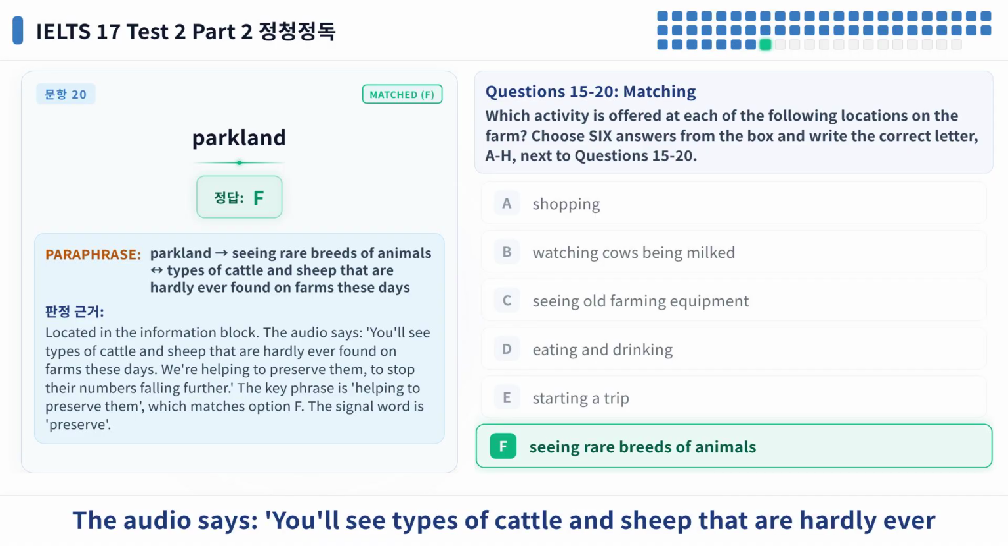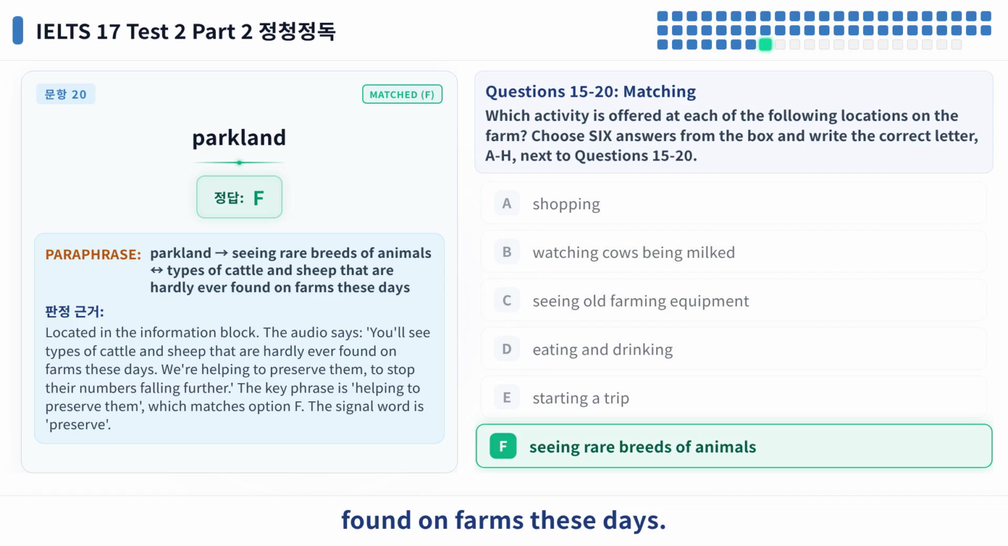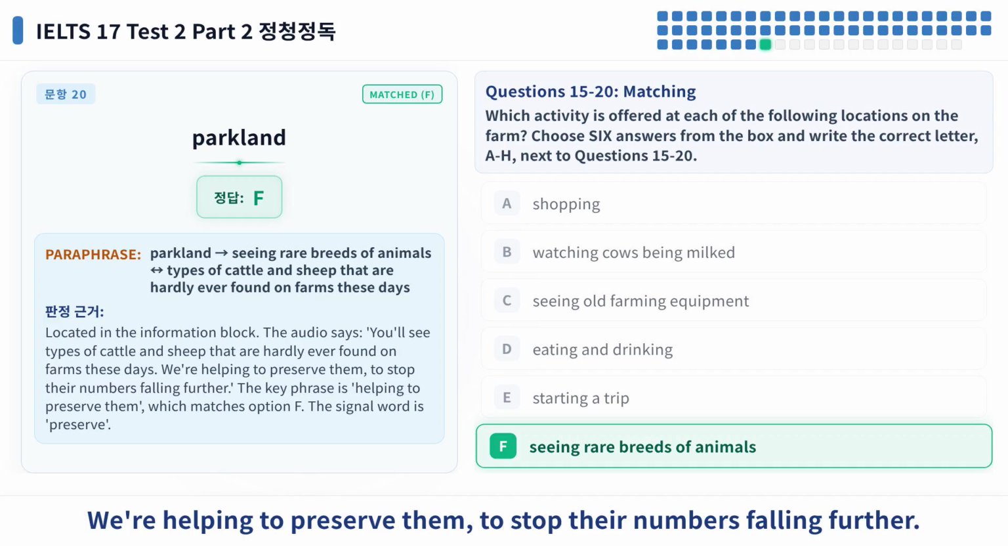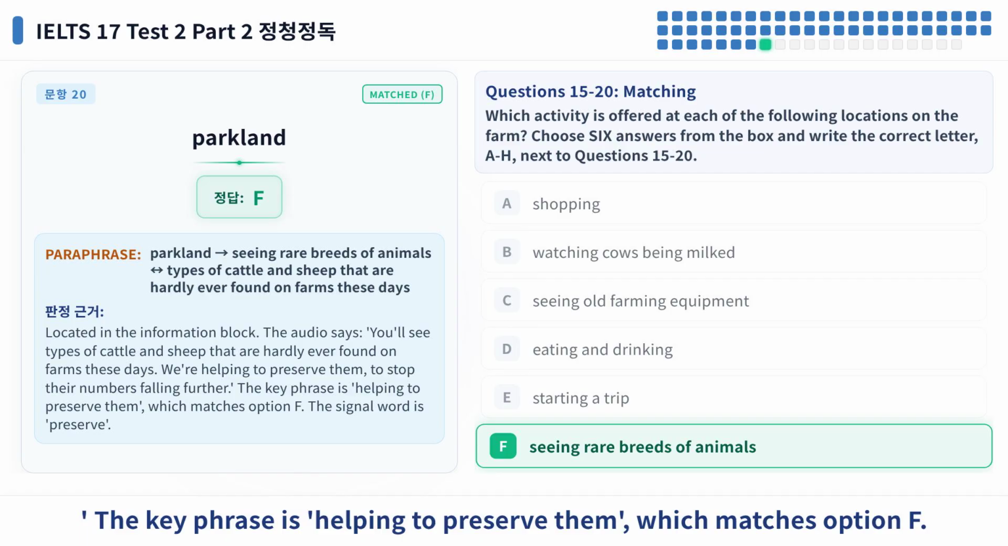Note that option G is a trap. It mentions animals too, but the audio is about watching rare breeds, not caring for them. Okay, we have finished all the questions. Let's look back at the key skills we used today.